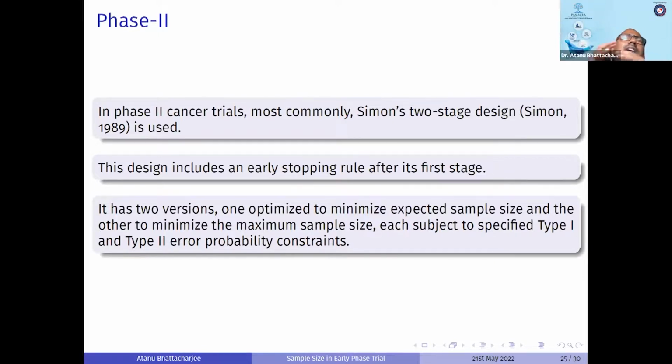So now see, phase 1 typically involves toxicity, but phase 2 brings in toxicity as well as efficacy. But here, efficacy takes the leading role. So what happened here?